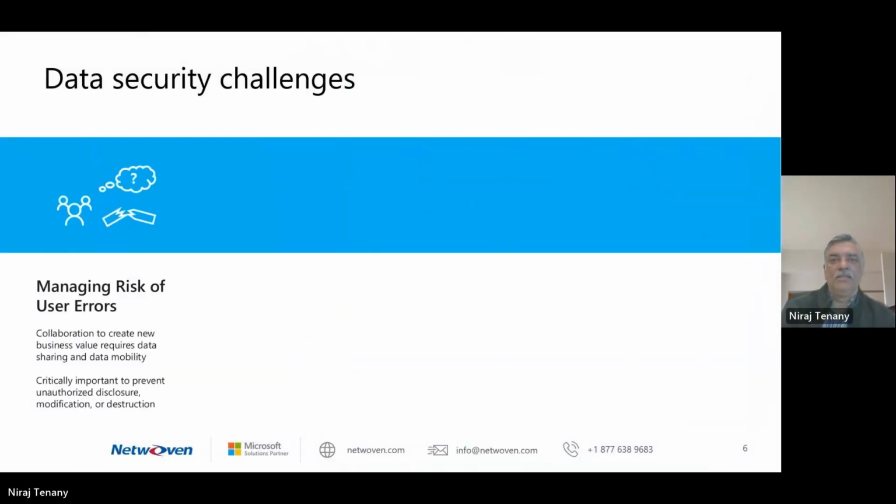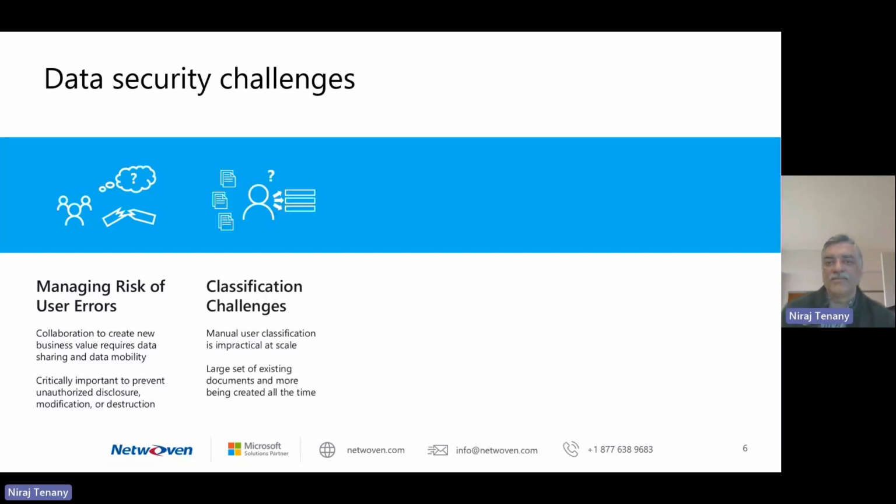and then later expand that to other use cases. The common data security challenges are, first, managing the risk of user errors. Users really need to know how to work with and deal with sensitive data, and that's sometimes quite challenging, so managing that is important. Second, the classification challenge. Users don't know at times what is sensitive and what is not. So how do you really protect information when it is not classified properly?